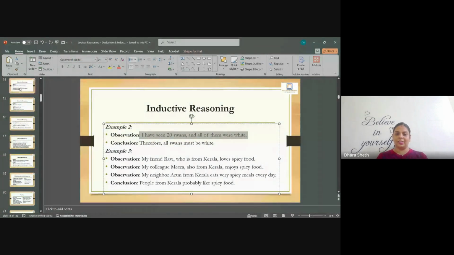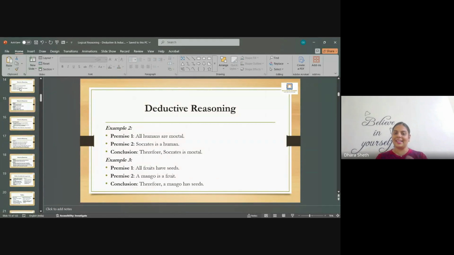Okay. Now let's see the second example of deductive reasoning. All humans are mortal. Socrates is a human, therefore Socrates is mortal. All humans are mortal, a fact or statement is given. It's not that so far I have observed that all humans are mortal. It's not an observation. It's a statement.